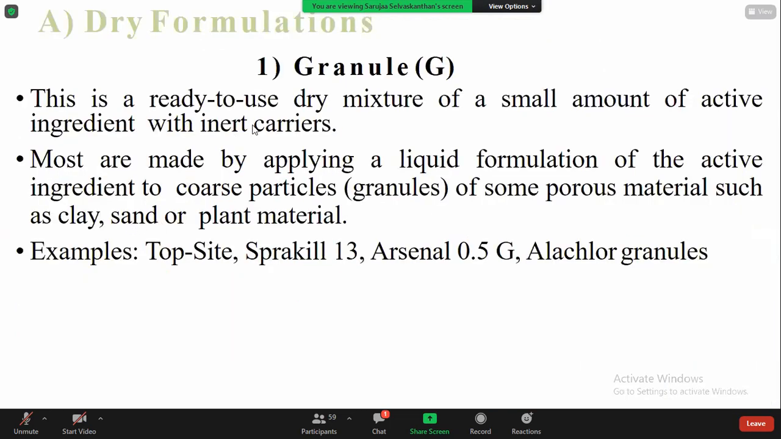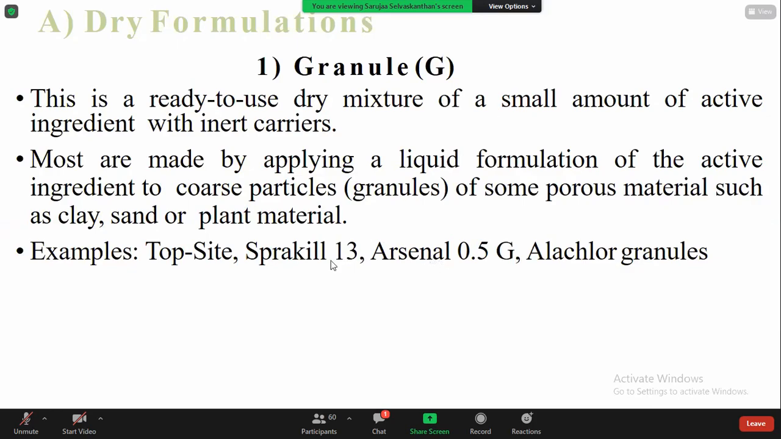Granules mean ready-to-use dry mixture of a small amount of active ingredient inside carriers. Most are made by applying the liquid formulation of the active ingredient to host particles. Host particles means granules of some porous material such as clay and sand or some planting material. They are not powder or liquid, they are a granular structure. Example, Topside. For examples, you just remember one or two.